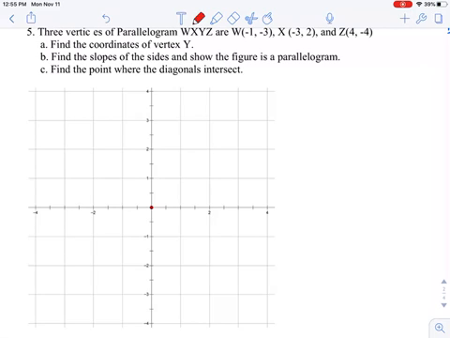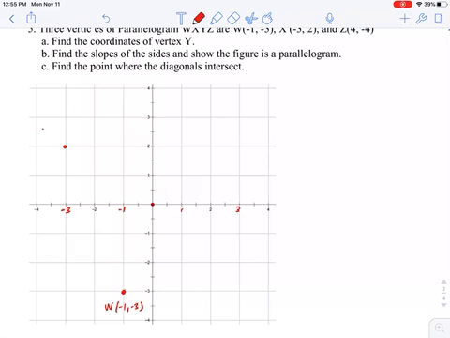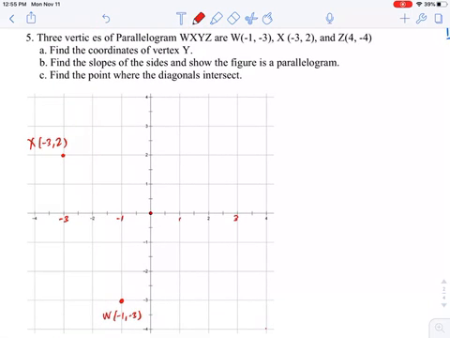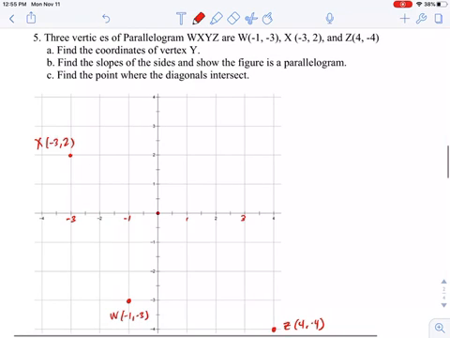W is -1, -3. I'm going to put in my numbers here just so I can make it a little easier for myself. So -1, -3 was over -1, down 3. X is -3, 2. Y is not given, and Z is 4, -4. Over 4, down 4. It says find the coordinates of vertex Y.